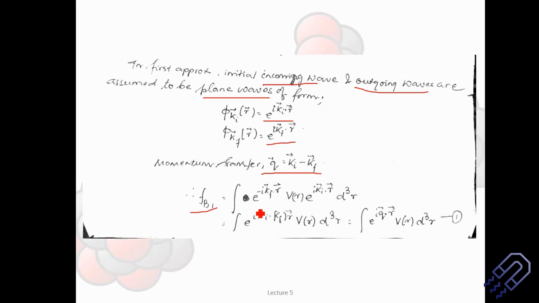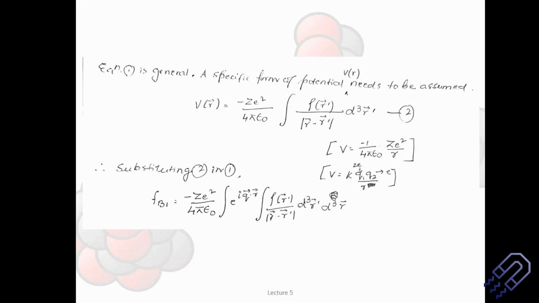So if we just replace this, it's becoming simpler now. We have e to the power minus i kf dot r, and e to the power i ki dot r. The bases are the same, so the powers can be added: i (ki minus kf) dot r, d3r. We already know that ki minus kf is nothing but q. So we have simplified the relation in this way. It should not be very complicated for you to understand.